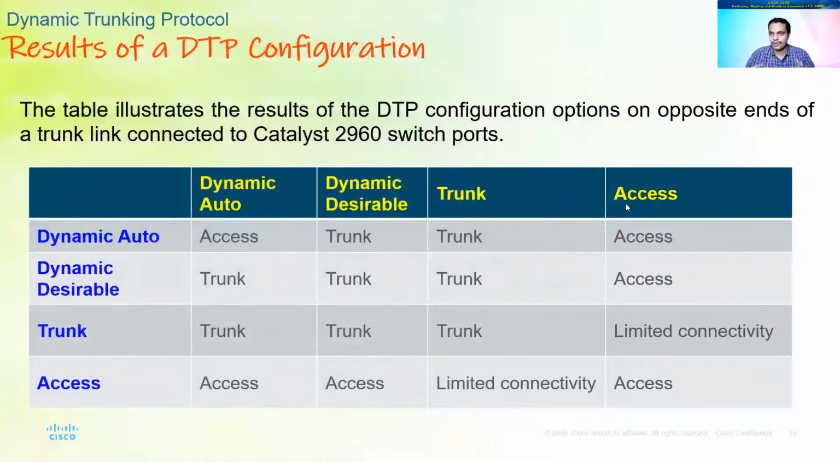Now, if you want to get a clear picture, this is how the combinations look. If you see here, dynamic auto, if the other side is dynamic auto, it comes into an access mode. If the other side is desirable, it puts it into a trunk mode. If it is trunk mode, if it is access mode, this is how the DTP negotiation takes place. So there is one side of the link and the other side of the link. Based on these two, they negotiate, and they either go into trunk mode or access mode. Sometimes one side is trunk and one side is access. The connectivity will be hampered. It shows limited connectivity. That means it is misconfigured.